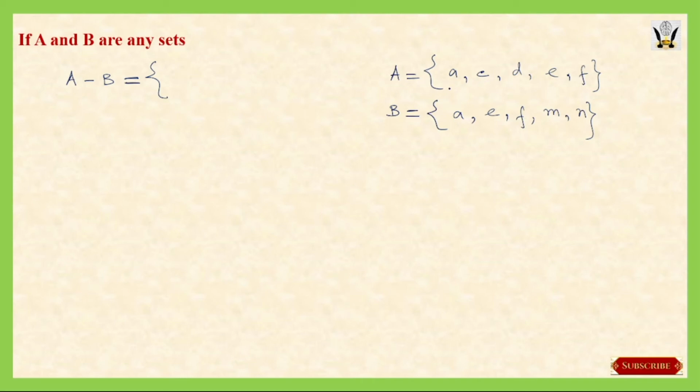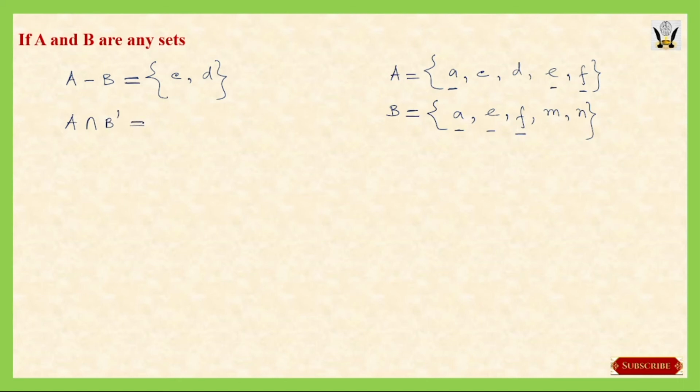So here the common elements are A, E and F. So they belong to A as well as B. So we will not consider those elements, because we will consider only those elements which belong to A only but do not belong to B. And if we go by that concept, in set A there are only two elements which satisfy that condition. So the resultant set, which is the difference between A and B, will have only these two elements, C and D.